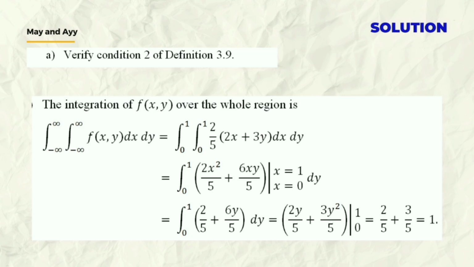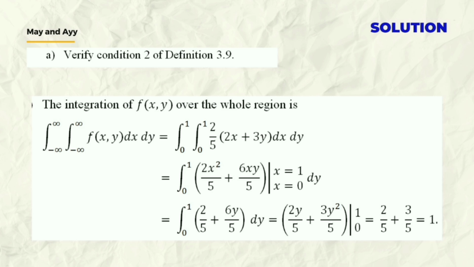First we integrate with respect to x. The result is the integral from 0 to 1 of [2x²/5 + 6xy/5] for x equals 0 up to x equals 1, dy. Then we substitute x = 0 and x = 1, and we find the integral from 0 to 1 of (2/5 + 6y/5) dy.